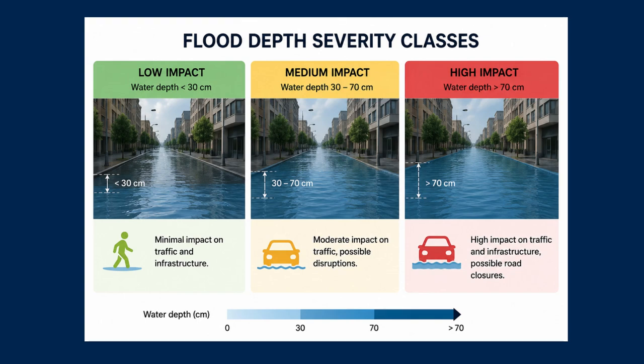To analyze flood exposure, the continuous water depth data in QGIS was simplified into three severity classes. Areas with a water depth of less than 30 centimeters were classified as low impact. Depths between 30 and 70 centimeters were considered medium impact, and depths above 70 centimeters were classified as high impact. The raster data was then reclassified according to these thresholds and converted into vector polygons to make it possible to compare it with the road network.